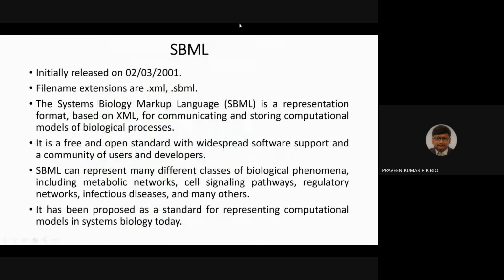If you see systems biology, we have a language called the Systems Biology Markup Language. In bioinformatics, this was released in 2001. It is a representation format based on XML. You know, XML is extensible markup language. This is actually a database language. To store data, we use XML, but they are also integrating it. SBML is different, XML is different.